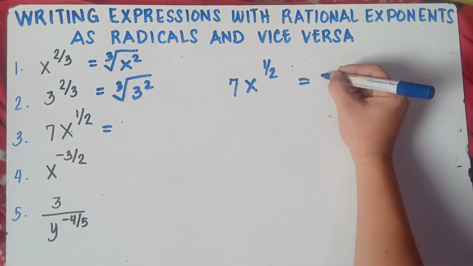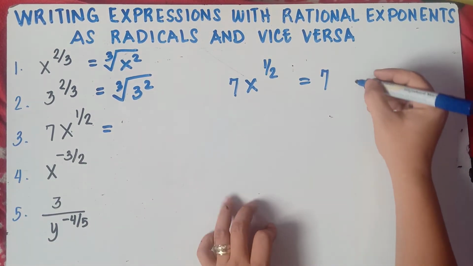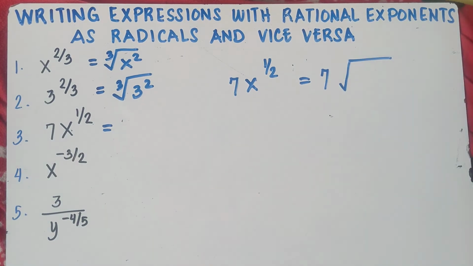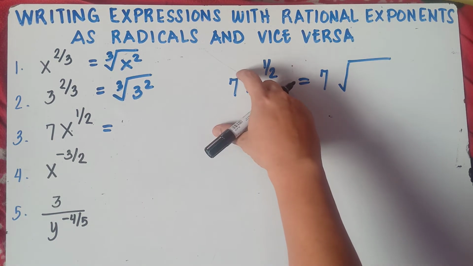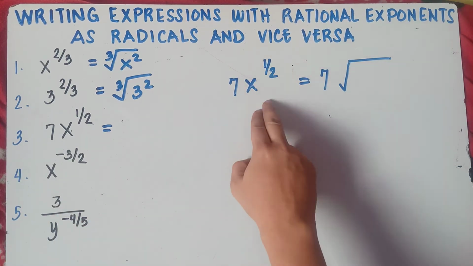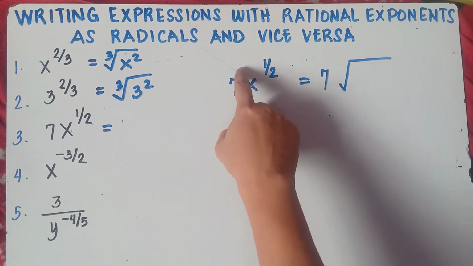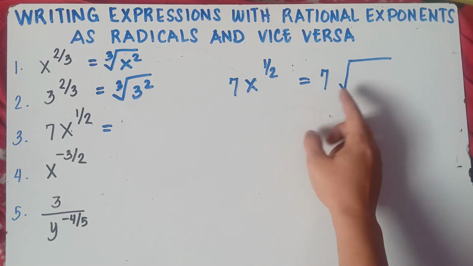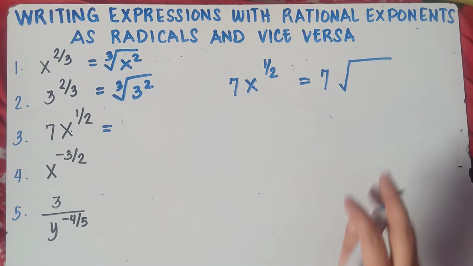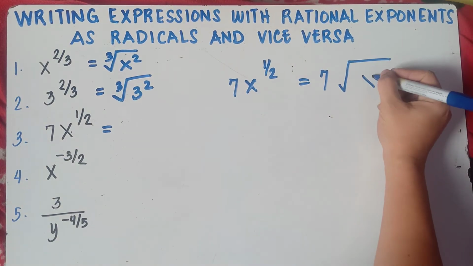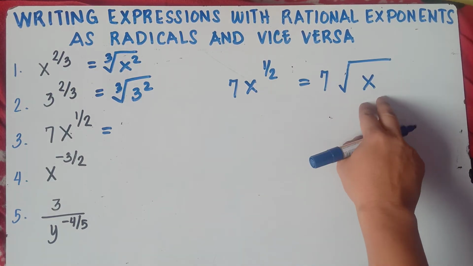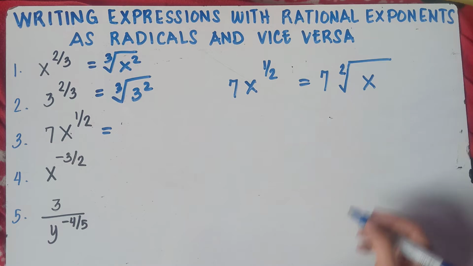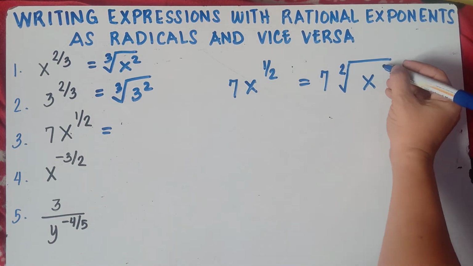So simply copy 7. Alright. And then you put a radical symbol. So do not include 7, class, on the radical symbol because the exponent of 7 is 1. We only convert those with rational exponents. So put this 7 outside the radical symbol. And x, put it inside the radical symbol. Now this 2, class, the denominator, will be the index of this square root. So 2 will be the index. And this 1 will be the exponent of x.